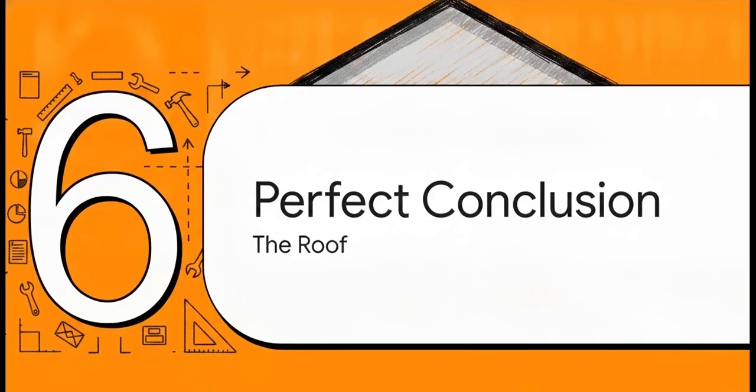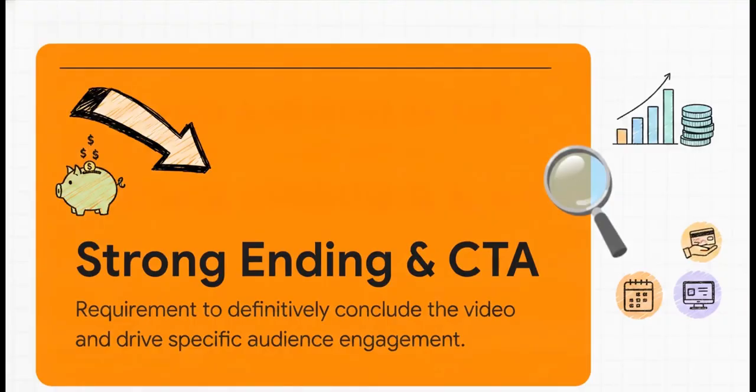And finally, Section 6, the perfect conclusion, the roof. The source requires a definitive sign-off with a strong ending and a CTA. Look, a strong ending isn't just fading to black. It's summarizing the intense value you just delivered in those 7 to 8 minutes. And the call to action, the CTA, that is where the educator directs the audience's momentum.